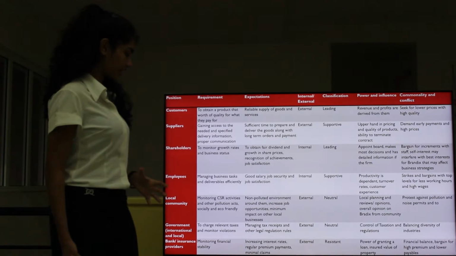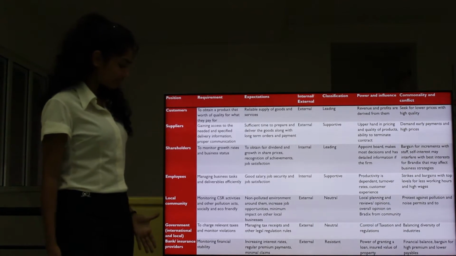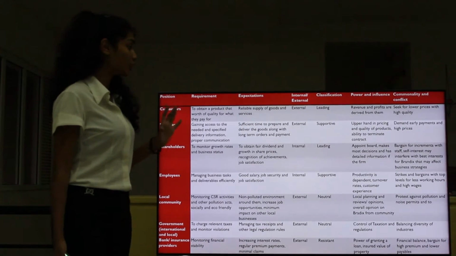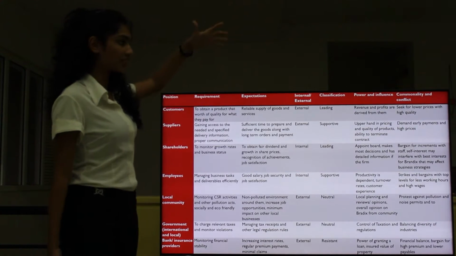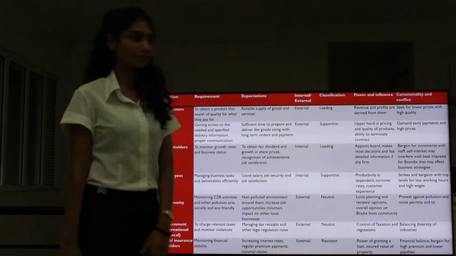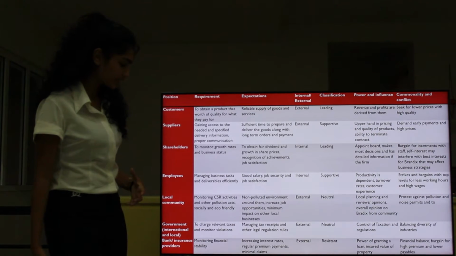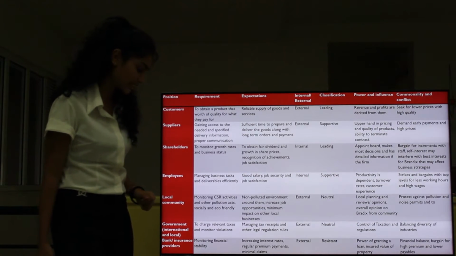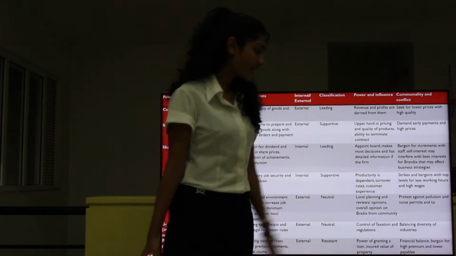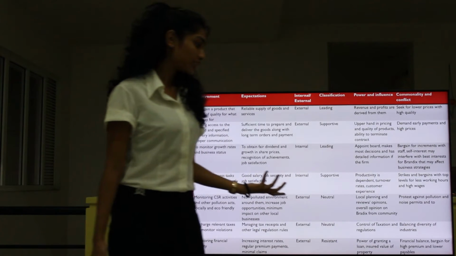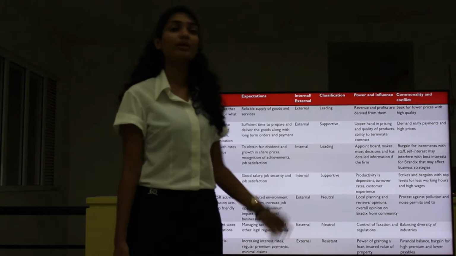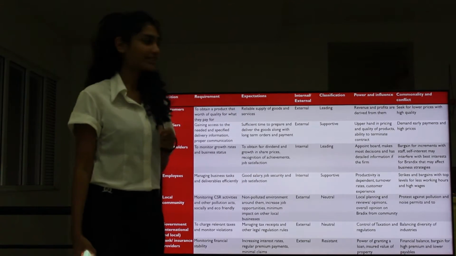Due to the time constraint, I will just explain the international government of France, which will be categorized according to requirement, expectation, internal law, external, power influence and commonality conflict. Their main requirement is to charge relevant taxes and monitor violations. And when it comes to commonality and conflict, they would require financial balancing, bargaining for high premium and lower payables.